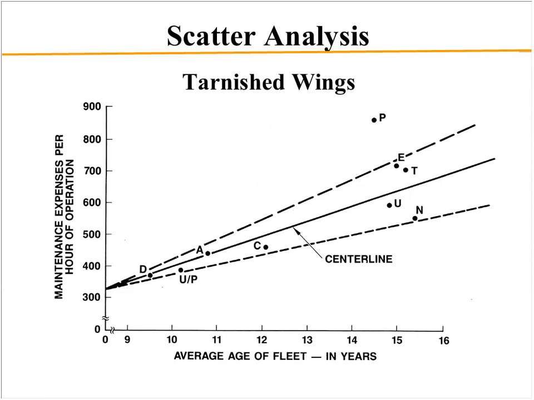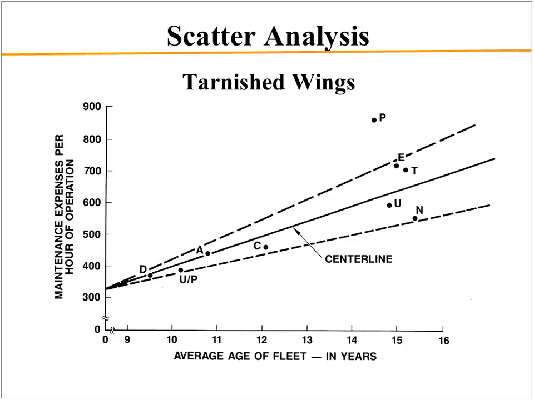Here we have a diagram that I've created using data that came out of a Time magazine article many, many years ago. It's called Tarnished Wings. They didn't have this diagram. I took the data that they had in there. They had two separate charts, one with the average age of the airline fleet in years, and the other chart with the maintenance expenses per hour of operation. They made no attempt to try and bring them together, but the moment I looked at them, I realized this had the makings of a scatter analysis. And so what I did is I plotted them.